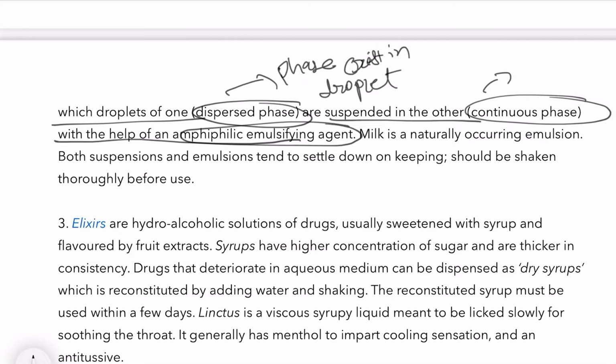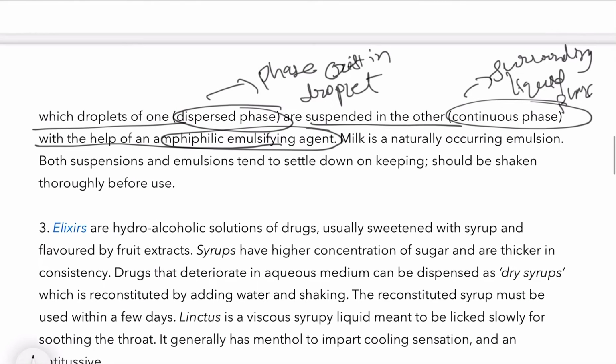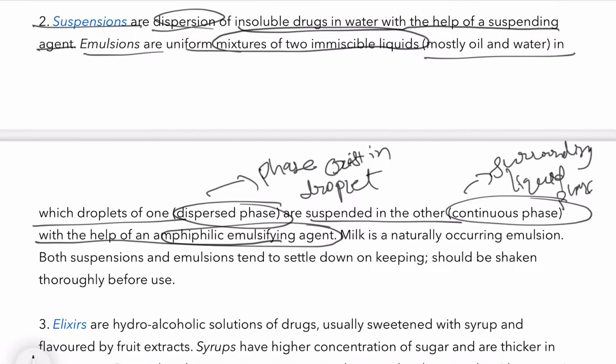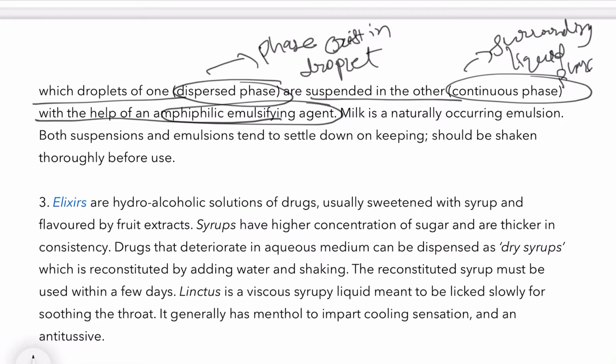Continuous means you can say surrounding liquid phase in which the dispersed phase acts. So this means to say that mostly emulsions have two mixtures. One is the dispersed phase in the form of droplets and one is more in the liquid form which is surrounding.